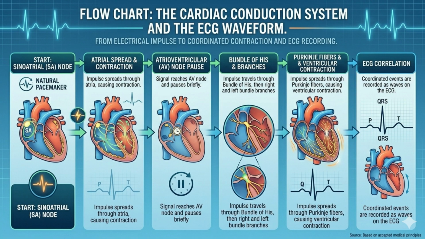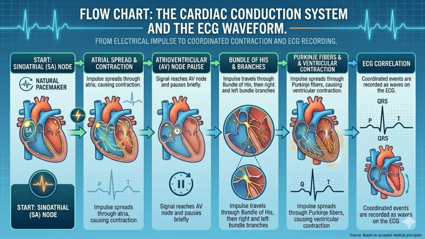To understand an ECG, it is important to first understand the cardiac conduction system. The electrical impulse that controls the heartbeat begins in the sinoatrial node, which acts as the natural pacemaker of the heart. From the sinoatrial node, the impulse spreads through the atria, causing them to contract. It then reaches the atrioventricular node, where the signal pauses briefly before continuing its pathway.